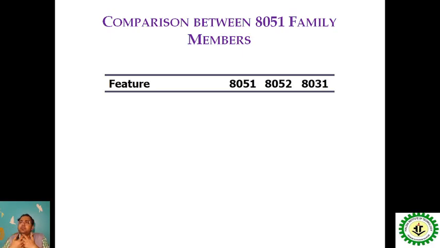Now, this is the comparison between the 8051 family members. Why do I say family members? In the 8051 family, there are mostly three members: 8051, 8052, and 8031. As we already saw in the last slide, it has some on-chip ROM, some on-chip RAM, timer counter, and all those kinds of things. But if you look at the different family members, 8051, 8052, and 8031, the values are going to change.